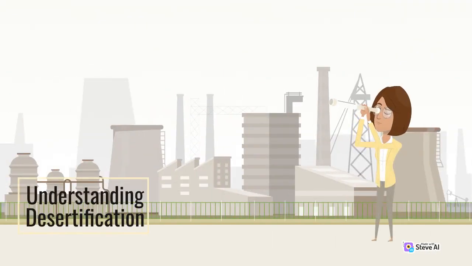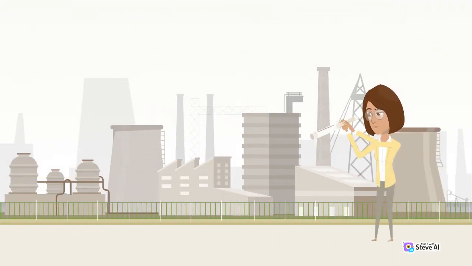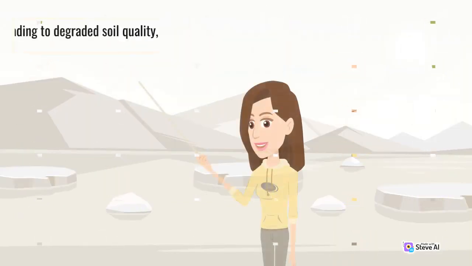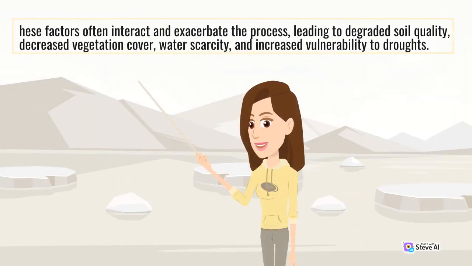Understanding desertification. Desertification is driven by multiple factors, including climate change, population growth, poverty, overgrazing, deforestation, improper agricultural practices, and unsustainable water management. These factors often interact and exacerbate the process, leading to degraded soil quality, decreased vegetation cover, water scarcity, and increased vulnerability to droughts.